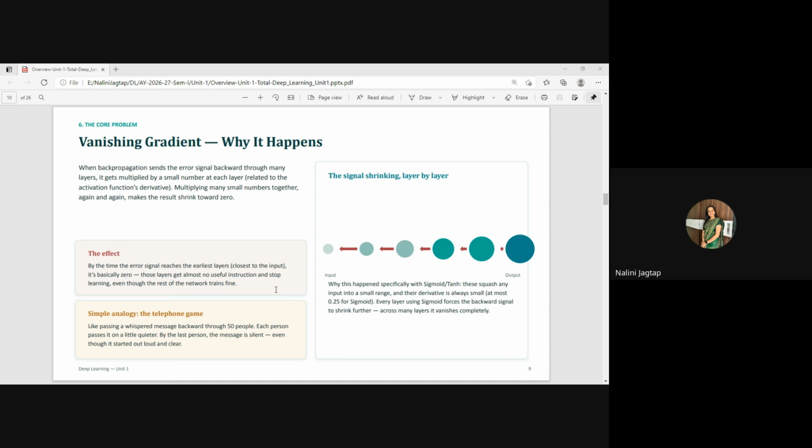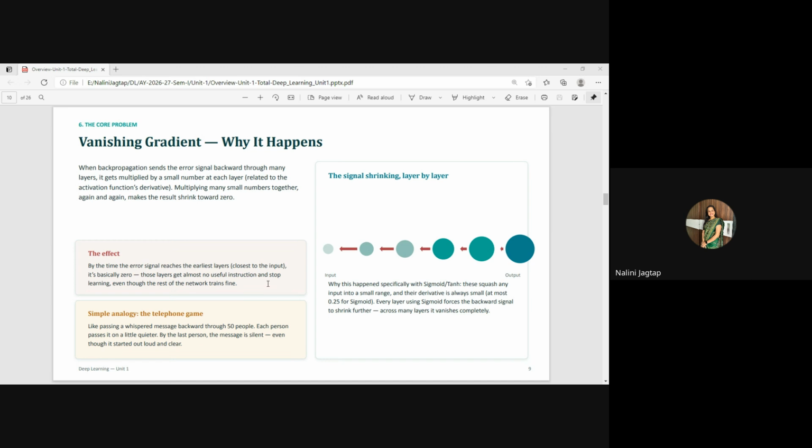When backpropagation sends the error signal backward through many layers, it gets multiplied by a small number at every layer. Multiplying many small numbers together again and again makes the result shrink towards zero. That's very simple mathematics. So the problem is that by the time the error signal reaches the earliest layer, it basically becomes zero, and those layers stop learning even though the rest of the network trains fine.